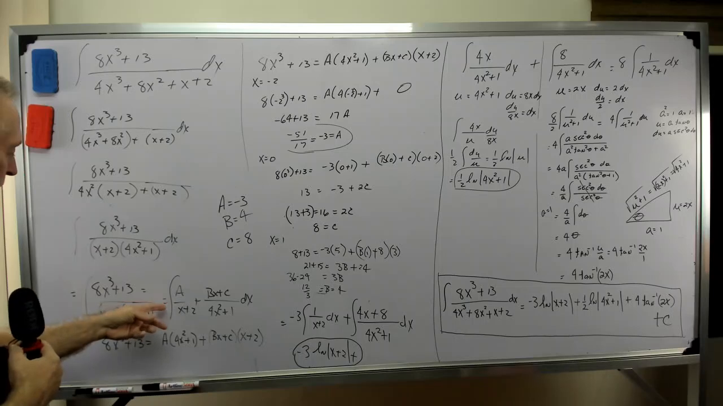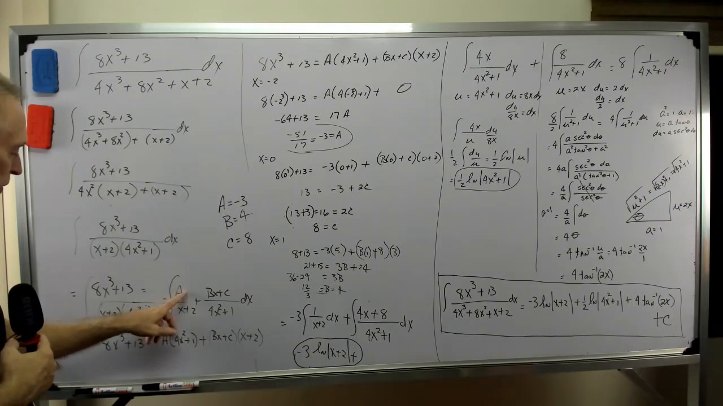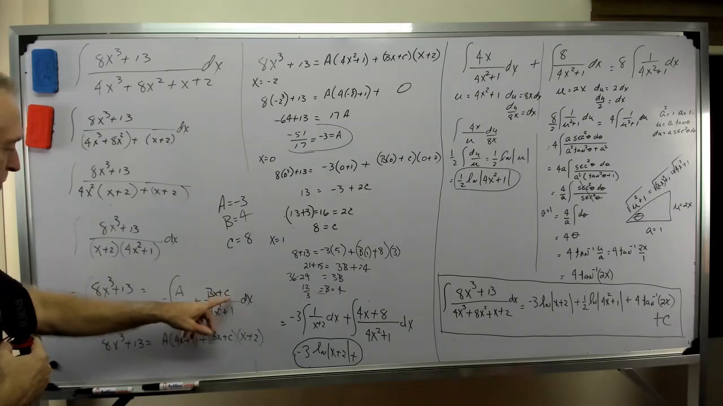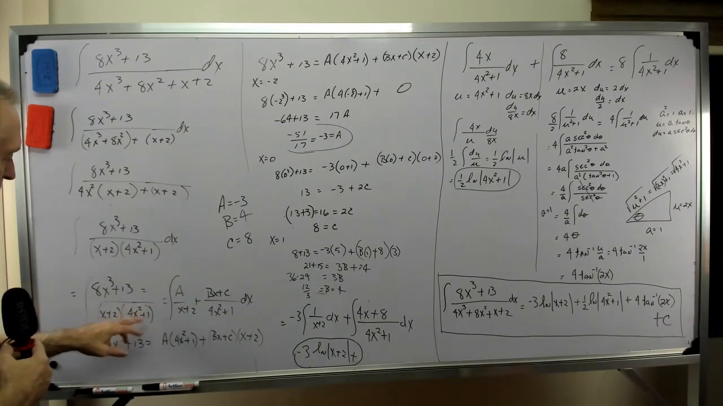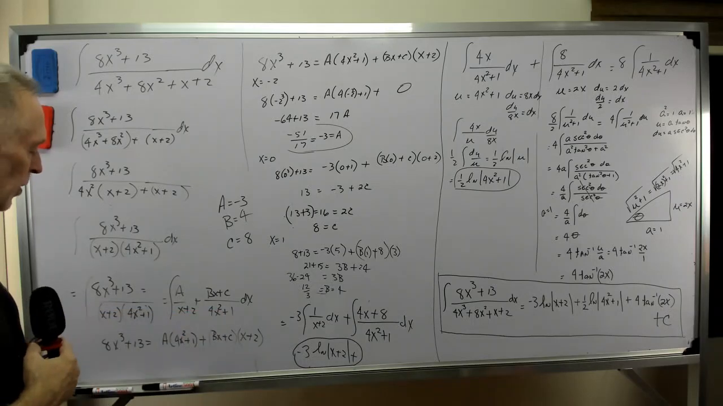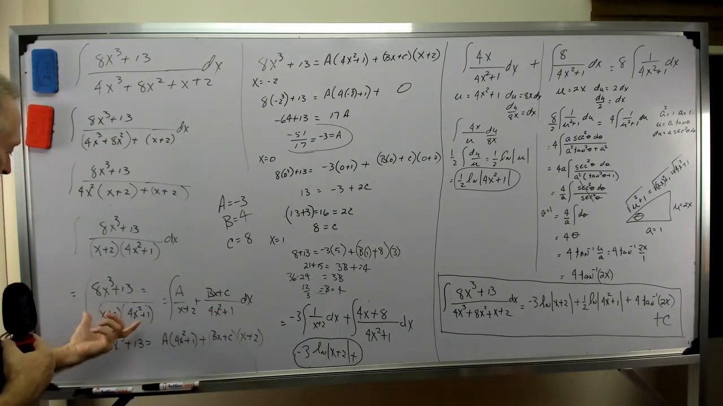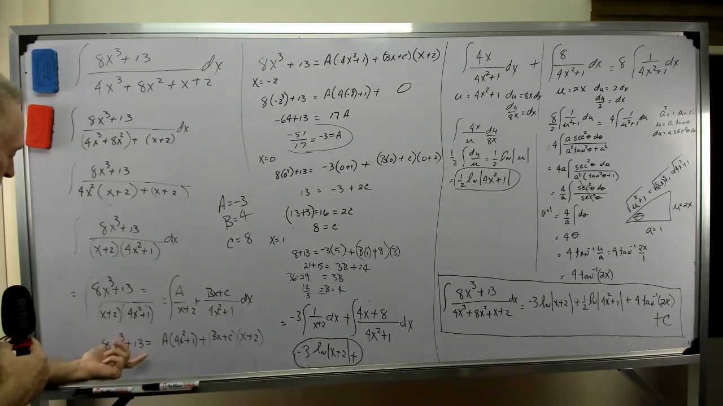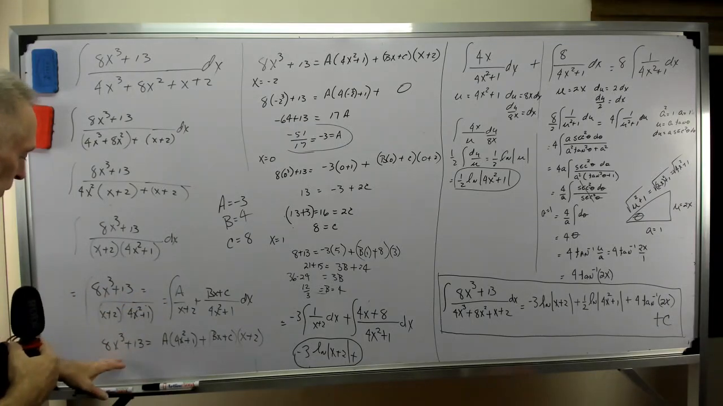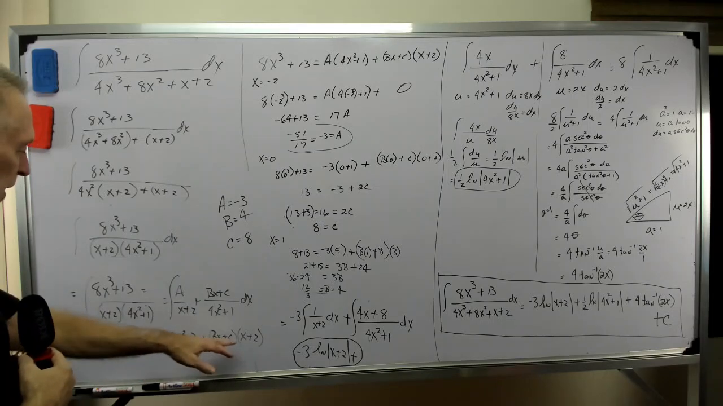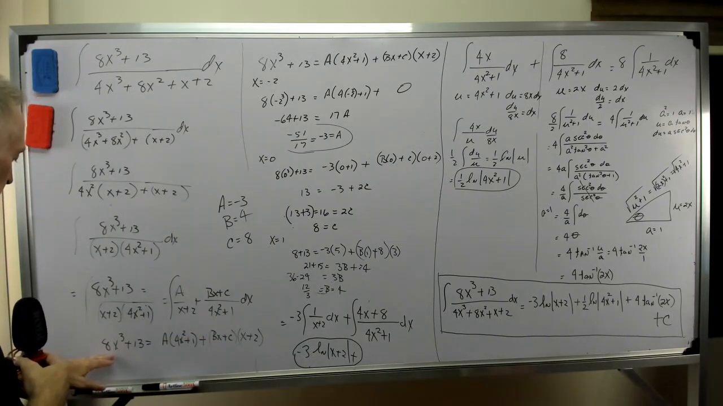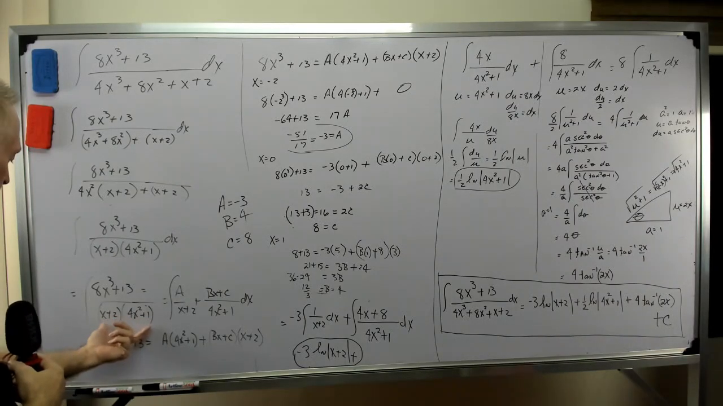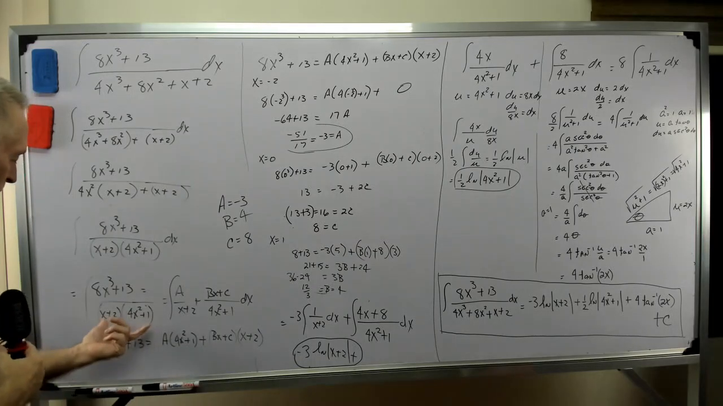Now, since we factored it and we break it into partial fractions, it's A over x plus 2 plus Bx plus C, since I have a second order here, over 4x squared plus 1. So now I'm going to multiply both sides by x plus 2 times 4x squared plus 1. And I'll just drop the integral sign for a little while till we figure out what our A, B, and C coefficients are.